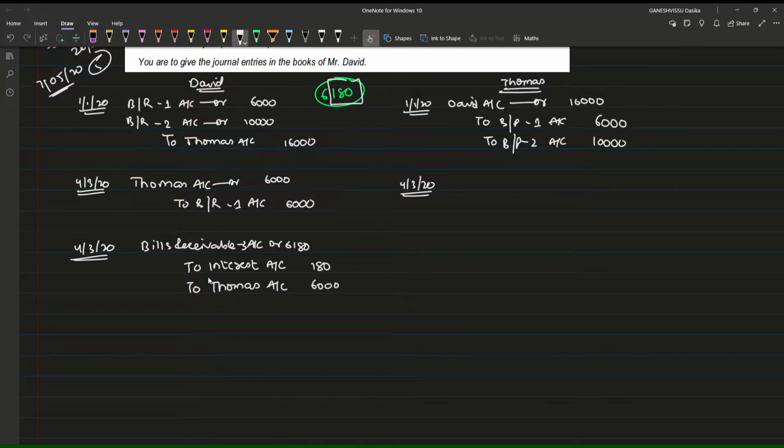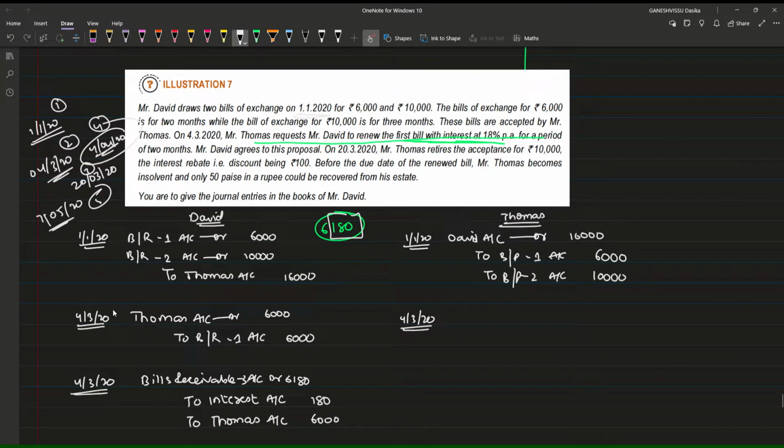Okay, now what is happening? See, on 4th March 2020, the entry that the first bill has been dishonored is not only in the books of David, it has been dishonored in the books of Thomas also. For which he would be writing bills payable 1 account debtor to David account for the same amount, 6,000 rupees only. He is going to write on 4th March 2020.